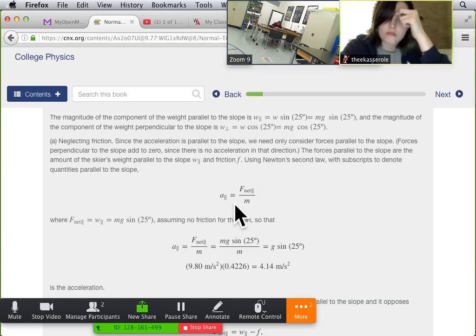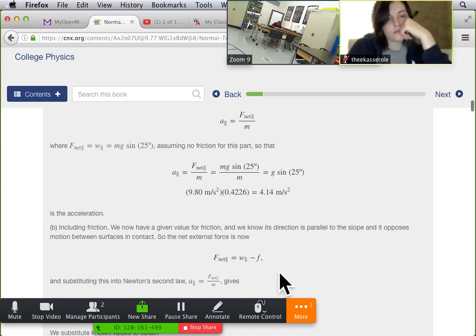And so the acceleration parallel is going to equal the force net parallel, which is going to be that weight parallel, mg sine 25. Divide that by the mass of the skier. Notice that the masses go away so that all skiers get the same acceleration as long as there's no friction. And it just equals g times the sine of 25 degrees. This is another thing that Newton figured out. In fact, this is the way he figured it out, by rolling things down hills. So multiply all those together, you get 4.414 meters per second squared of acceleration going down that hill.